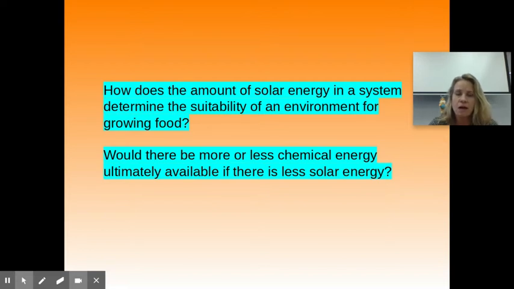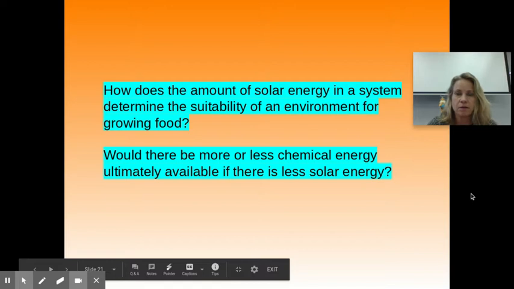That's a huge factor. And then where would there be more or less chemical energy ultimately available if there is less solar energy? Well, chemical energy is stored in plants, for example. Let's say there's an abundance of water. The more solar energy, the more chemical energy we can have, because we have plants converting electromagnetic radiation into chemical energy. So if we have less solar energy, assuming the same amount of water, we're going to have less chemical energy as well. And that's just because plants require sunlight.